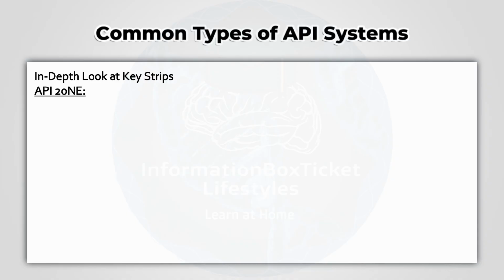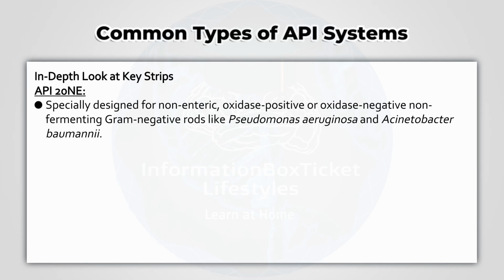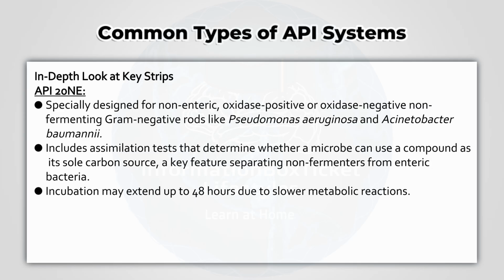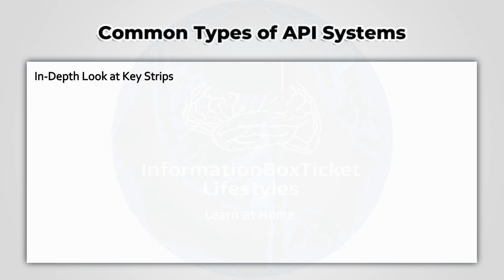API 20NE, specially designed for non-enteric, oxidase-positive or oxidase-negative, non-fermenting, gram-negative rods, like Pseudomonas aeruginosa and Acinetobacter baumannii. Includes assimilation tests that determine whether a microbe can use a compound as its sole carbon source, a key feature separating non-fermenters from enteric bacteria. Incubation may extend up to 48 hours due to slower metabolic reactions.